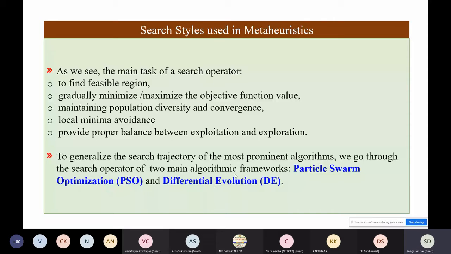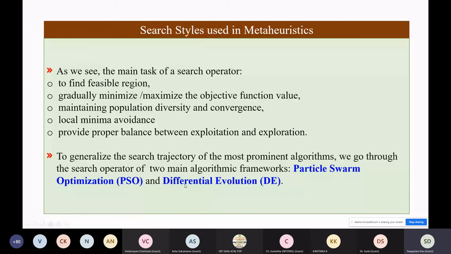In evolutionary computing, the success of such meta-heuristics depends upon striking a proper balance between these two tendencies: spread out and converge. These are the two tendencies: exploration and exploitation. To generalize the search trajectory of the most prominent algorithms, let's take two main algorithmic frameworks, which, according to me, are the two most fundamental algorithmic areas in real parameter optimization. In discrete parameter optimization, genetic algorithm and ant colony are two very prominent paradigms and very original. All the others are just some permutation combination of these types of algorithms in some sense.